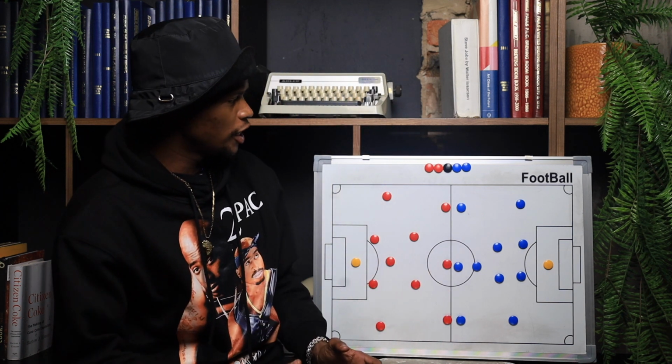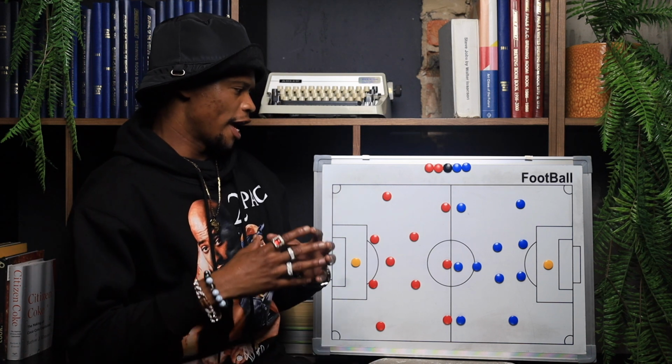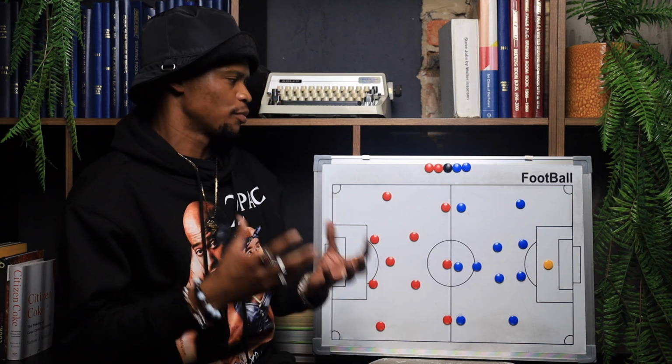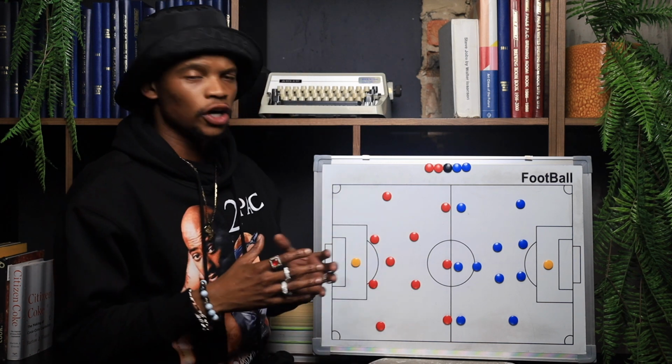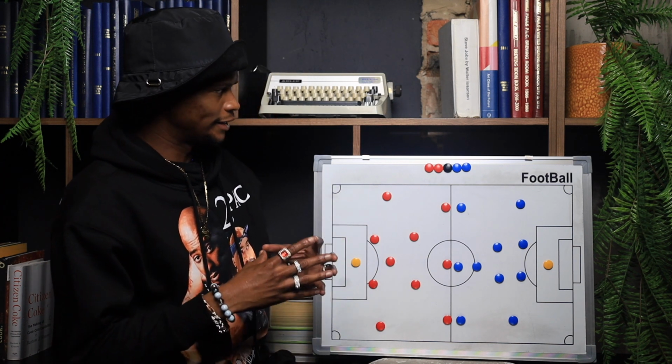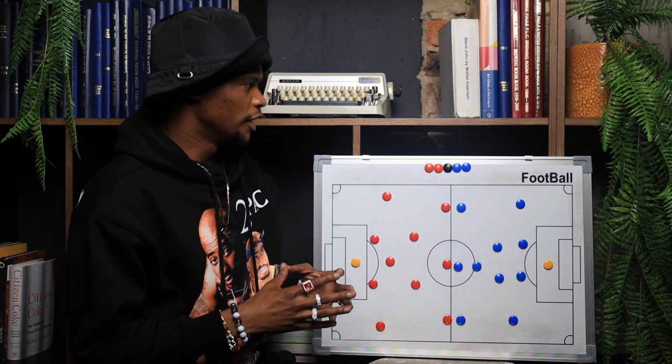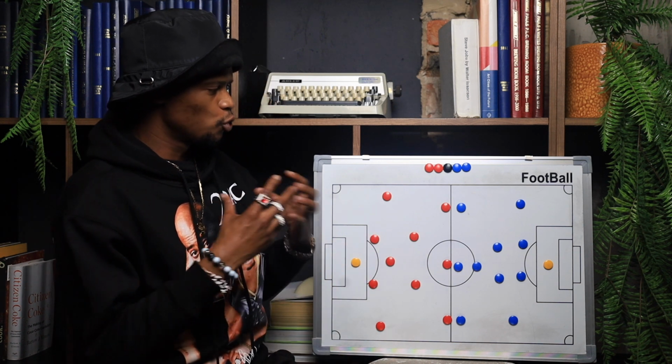So when you have a look at Liverpool, and what they were trying to do in possession of the ball, with regards to their offensive scheme and the shape that they took up, it was somewhat of a 2-3-5.